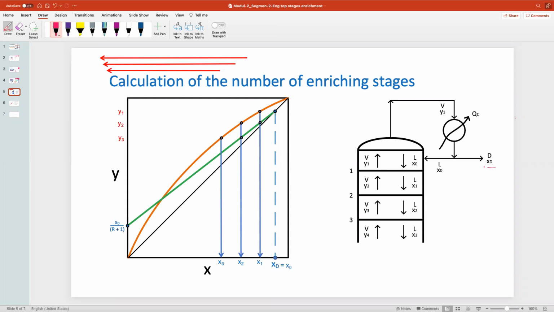This is XD. Okay. And is this a total condenser or a partial condenser? Total, I think. Total, yes, because there is no equilibrium. Good. So we can say this is also equal to x0, because there is no equilibrium, it's not x1. Okay, good. Thank you, Helena.